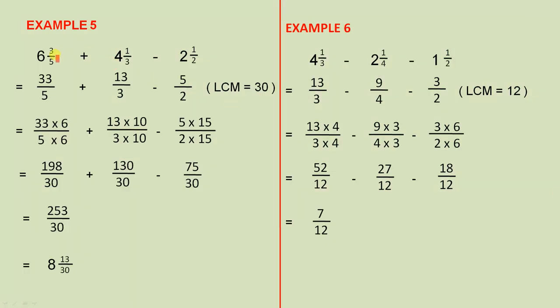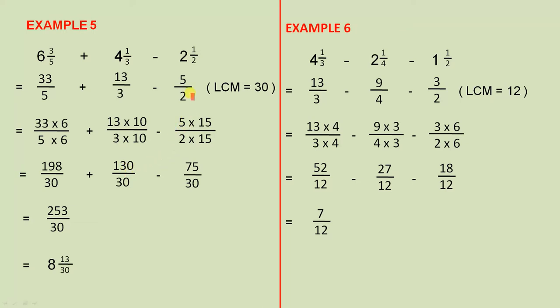Example 5, 6 3/5 plus 4 1/3 minus 2 1/2. That gives us 33 over 5 plus 13 over 3 minus 5 over 2. The LCM is 30. So for that denominator there to be 30, multiply top and bottom by 6. We've done that here, and that gives us 198 over 30. For that denominator to be 30, multiply top and bottom by 10. We've done that here, which gives us 130 over 30.